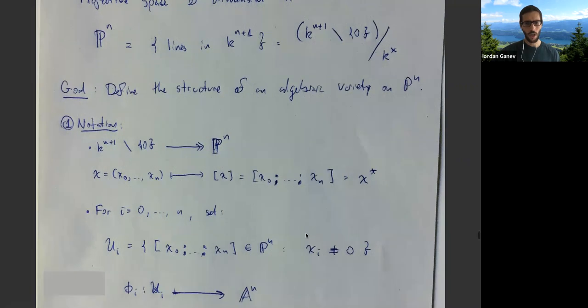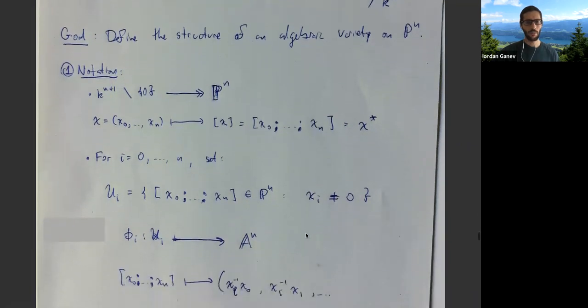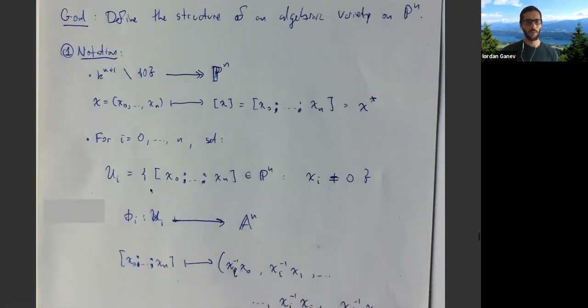And now for each i from zero to n, we define this open subset of P^n, which is the set of all points given in terms of homogeneous coordinates where the ith coordinate is non-zero. So you can think about these homogeneous coordinates. If the ith coordinate is non-zero in one presentation, then if we multiply things by scalars, it will stay non-zero. So this is well defined.